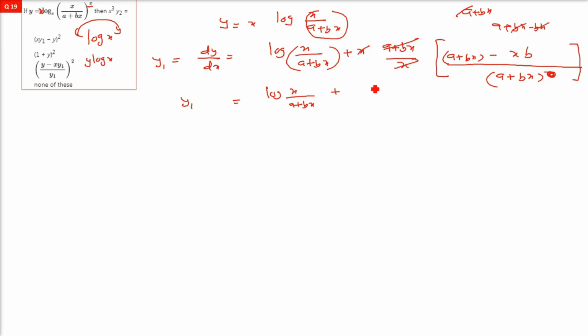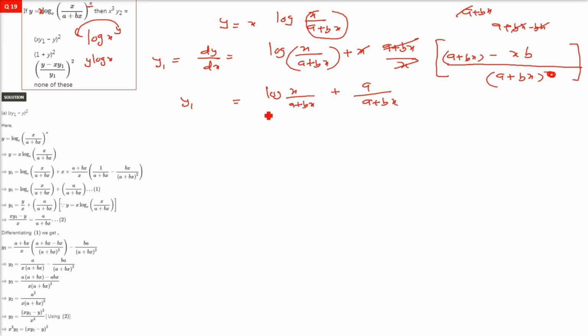You have y1 equal to log x by a plus bx plus a by a plus bx. For reference, I'm just giving you the solution. This y1 we have already achieved. Now a by a plus bx is going to reappear, so we need to replace it. So let us do it here only.